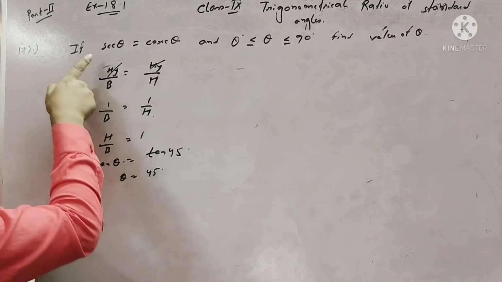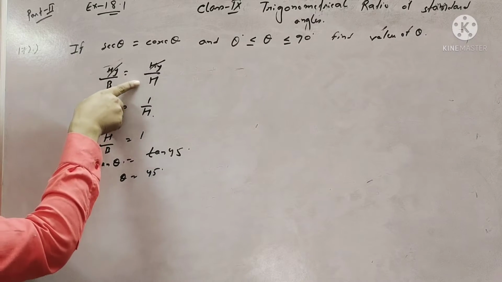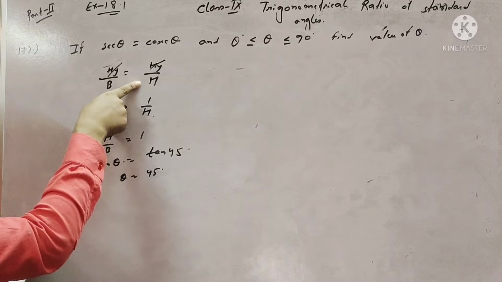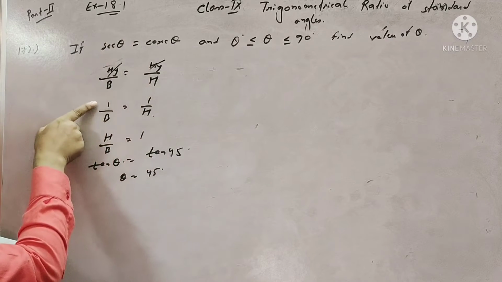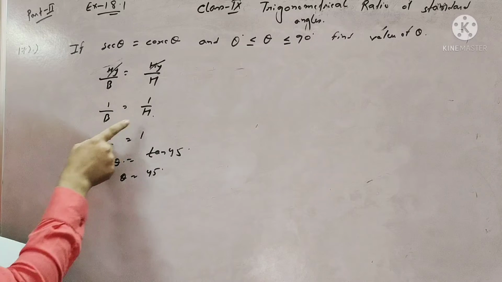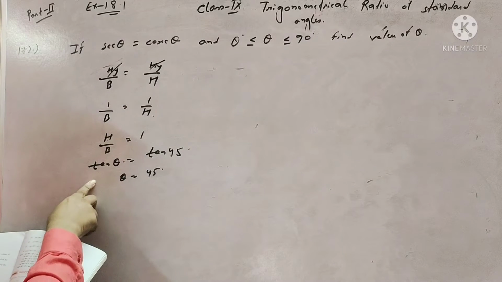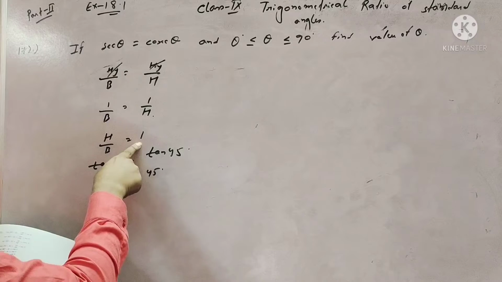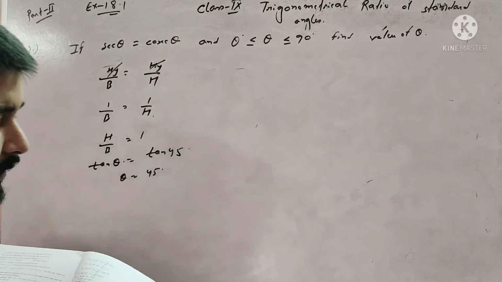Again, sec theta is hypotenuse by base and cosec theta is hypotenuse by height. Hypotenuse cancel, 1 by base equals 1 by height. Height coming this side, that is height by base equals 1. So height by base equals tan theta, and we know that the value of 1 is tan 45. Okay, note.